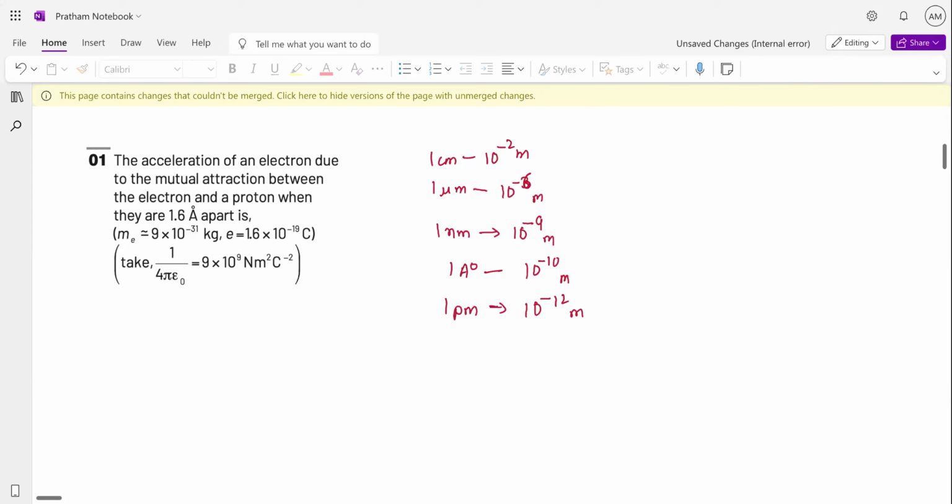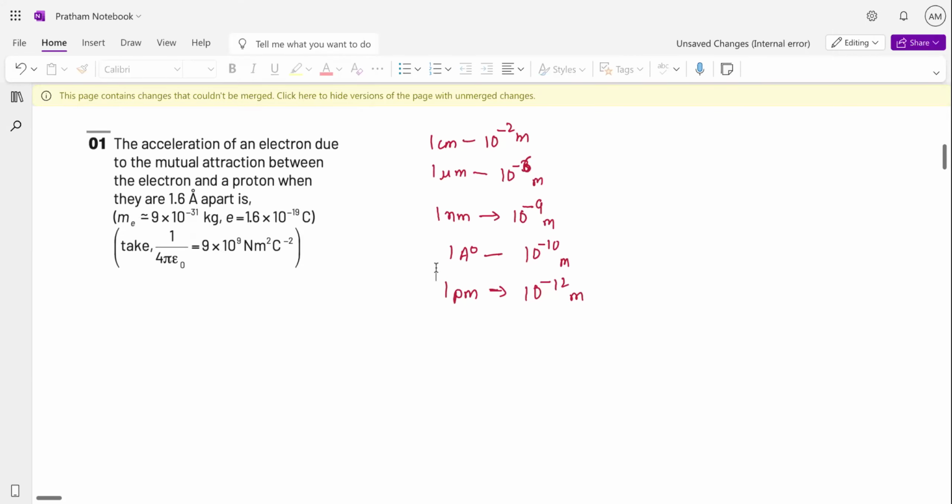So shouldn't the mass of proton also be given? Wait a second. Look, the problem assumes that you already know the properties of these electrons and protons. Remember, we have already discussed the same thing in the first class also, right? Yes, yes.